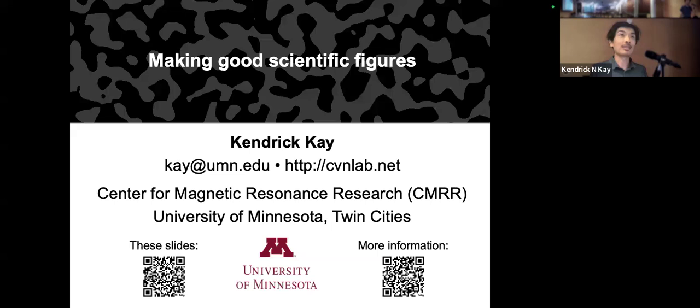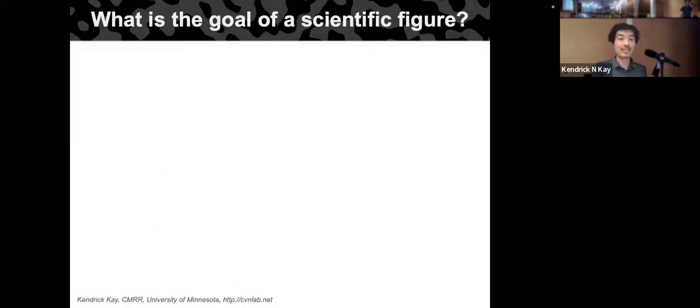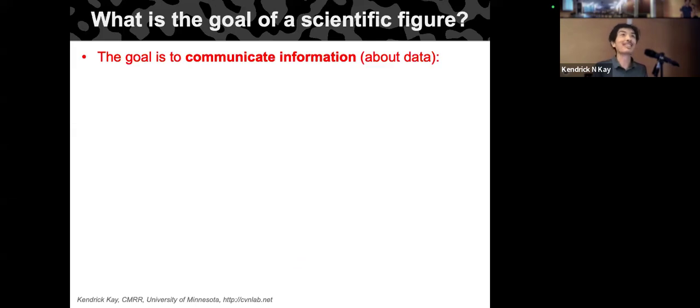So scientific figures. By this, I mean data figures primarily. Of course, you can have schematic figures, but our bread and butter are scientific data figures. Okay, same deal. What's the goal? You should know what the answer is by now: to communicate information, but in this case about data. And by data, I mean data in the broad sense, like analysis results, the raw data, everything.